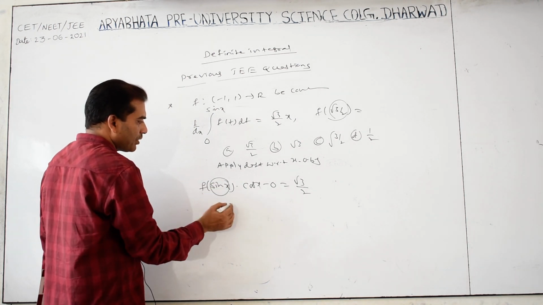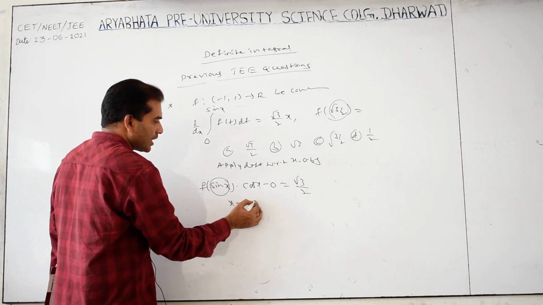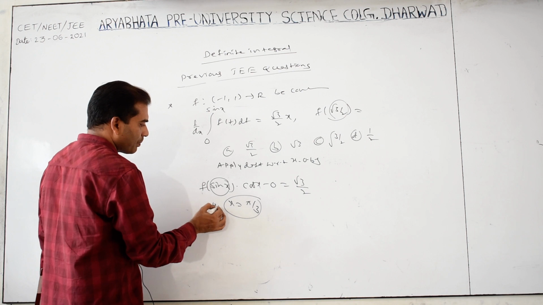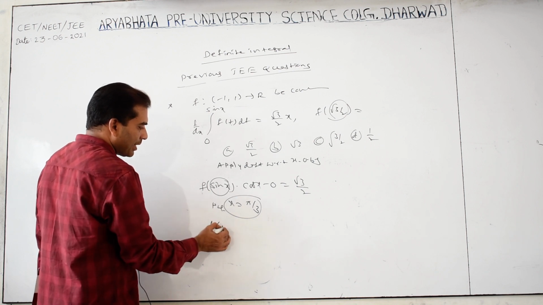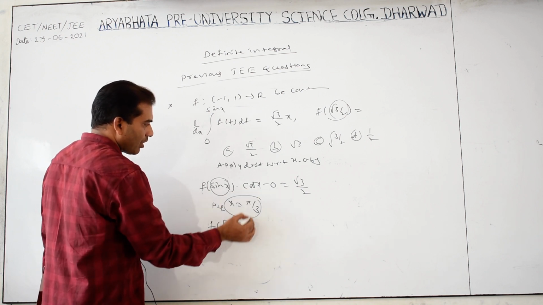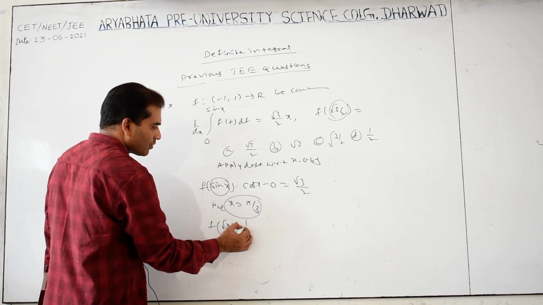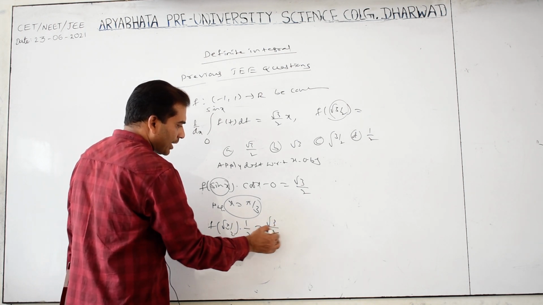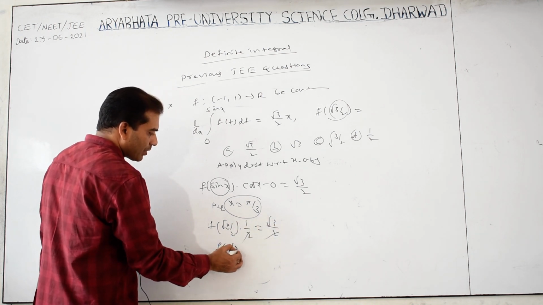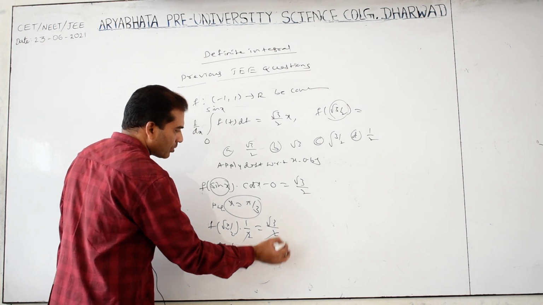When we get root 3 by 2, put x equal to 60 degrees, pi by 3. f of sin pi by 3 is root 3 by 2, and cos pi by 3 is cos 60, which is 1 by 2. The root 3 by 2 cancels, so f of root 3 by 2 equals root 3.